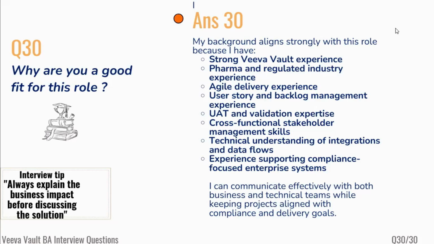And then you can talk about your agile delivery experience, user story and backlog management experience, which you should mostly talk about. And also definitely talk about the UAT validation experience, and how you deal with cross-functional stakeholders, right? And also technical understanding of Veeva and data flow, right? And also the last one is the experience supporting compliance-focused enterprise systems. So here you can say the last sentence, that you can communicate effectively with both the business and technical teams while keeping the project aligned with compliance and delivery goals. So this should be your last sentence.